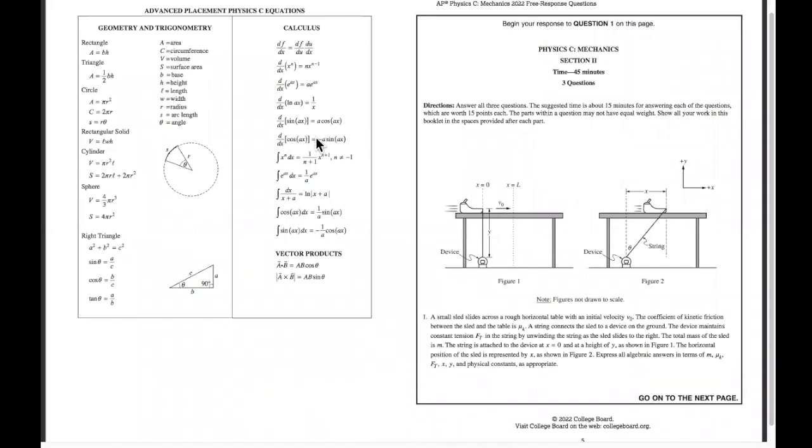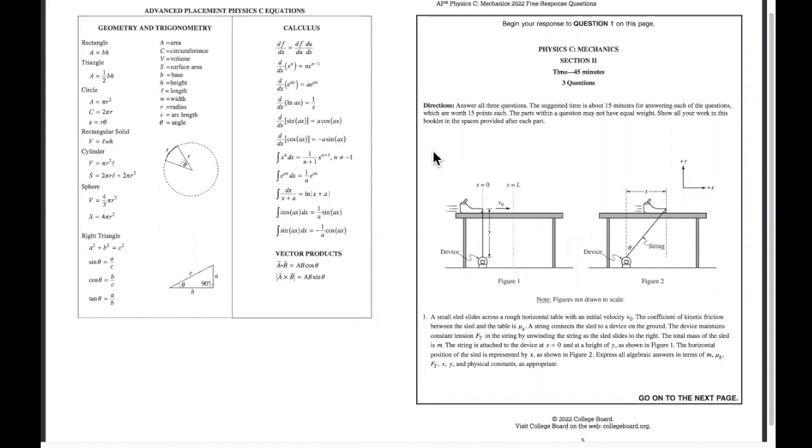Hello, everyone. So this is the AP Physics C Mechanics Set 2 free response questions for the 2022 exam. What I've noticed just looking through these is that they are very similar to the Set 1 questions. However, I would still like to go over them just for the sake of completeness as well.